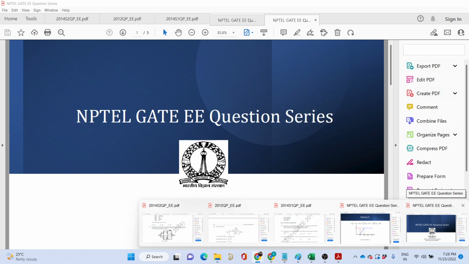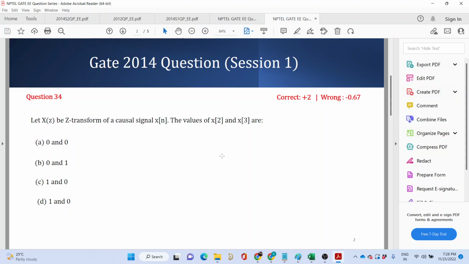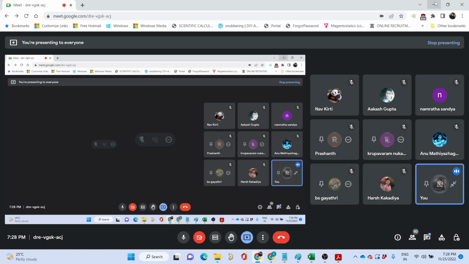Now let us move to the next sum. This would be the last sum, maybe. So X(z) is the z transform of a causal signal x[n]. You need to find the values of... Okay, there is a problem over here, I think. Just give me a minute. I'm unsharing my screen for a minute.